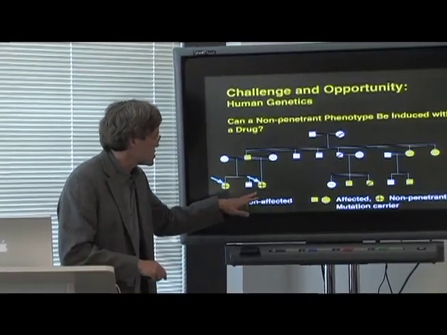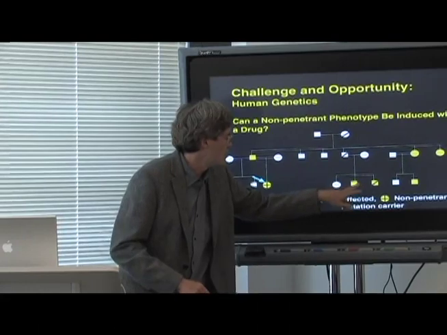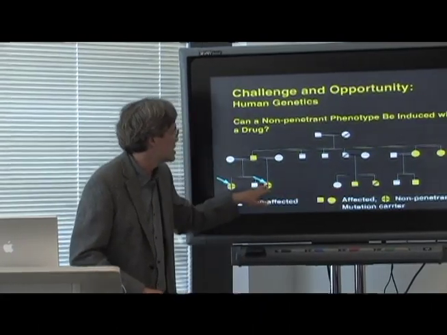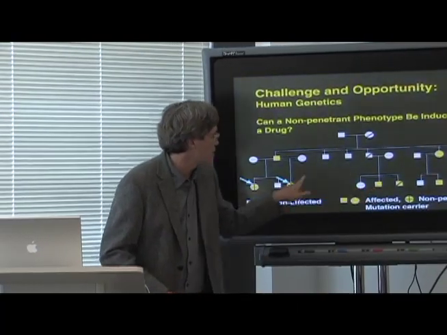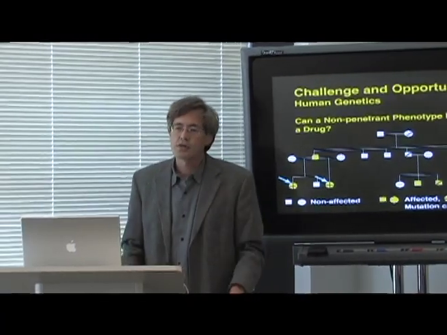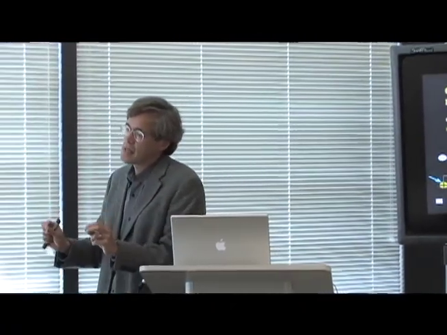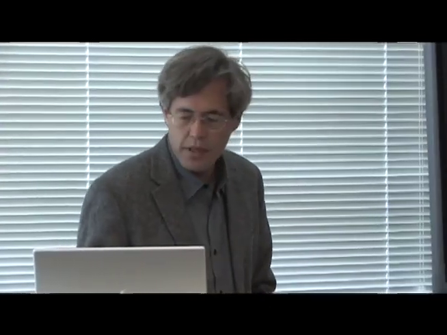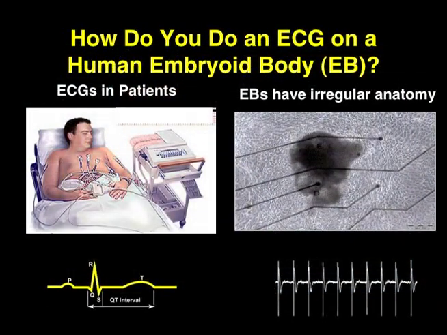So what would be really interesting now is to make iPS cells from this person and this person, because this EKG is abnormal, but this one's normal, and now to see whether we can take iPS cells from these individuals and see if they are different indeed. Now, this raises a problem, because how do you do an EKG on an embryoid body? We understand we can put the electrodes on, but how do we actually get that?